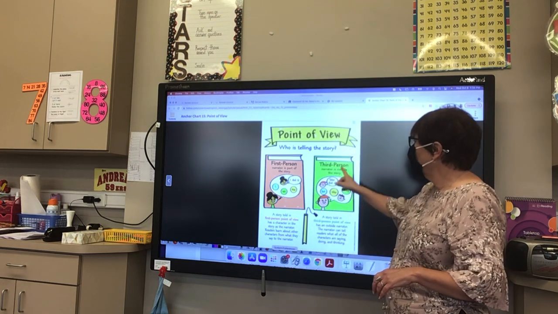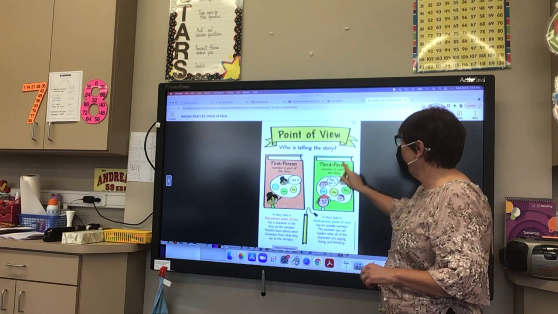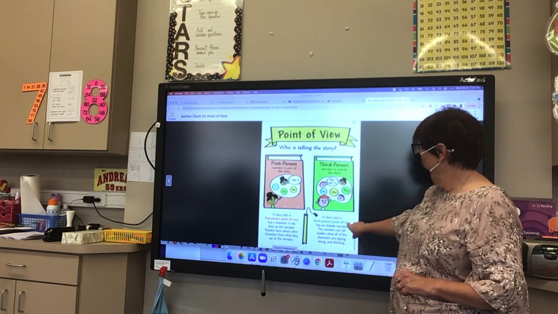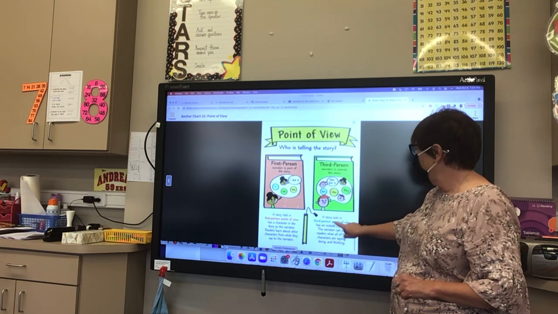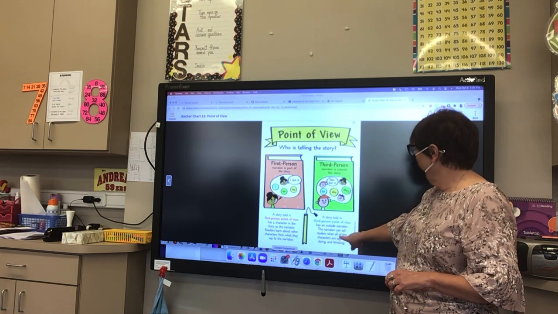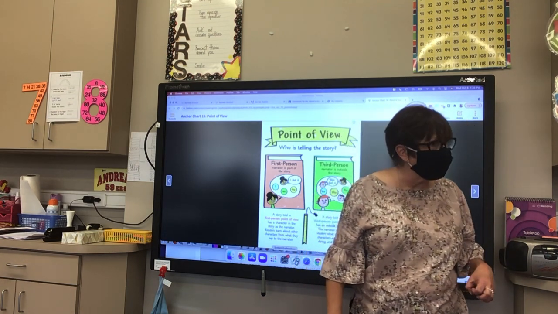We also have something called third person. In third person point of view, the narrator is outside the story. So a story told in third person point of view has an outside narrator. The narrator can tell readers what all of the characters are saying, doing, and thinking. They are not part of the story.